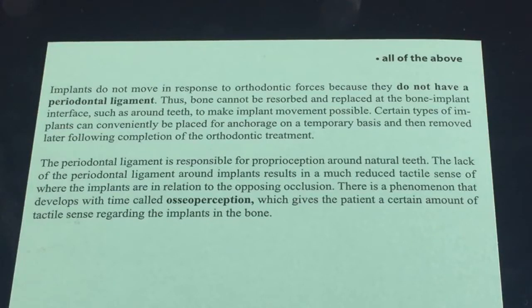The periodontal ligament is responsible for proprioception around the natural teeth. The lack of the periodontal ligament around implants results in a much reduced tactile sensation of where the implants are in relation to the opposing occlusion. There is a phenomenon that develops with time called osteoperception, which gives the patient a certain amount of tactile sensation regarding the implants in the bone.